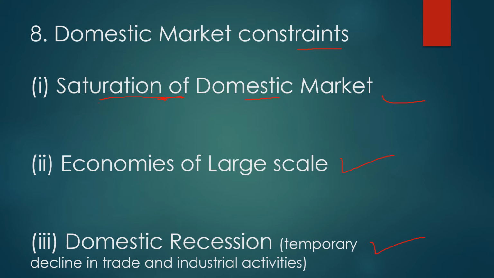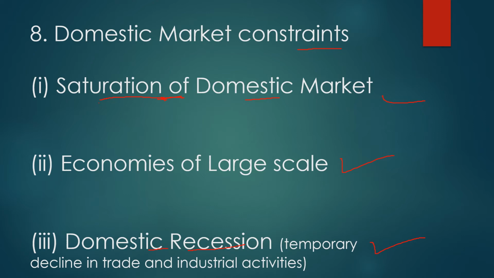And the third one is domestic recession. What is recession? Recession is nothing but a temporary decline in trade and industrial activities. Basically, it is measured by a decline in GDP. So for two consecutive quarters, if the GDP is very low, then there is a state of recession. So for example, if there is recession in the domestic market, then the business firms can anytime explore the foreign markets.